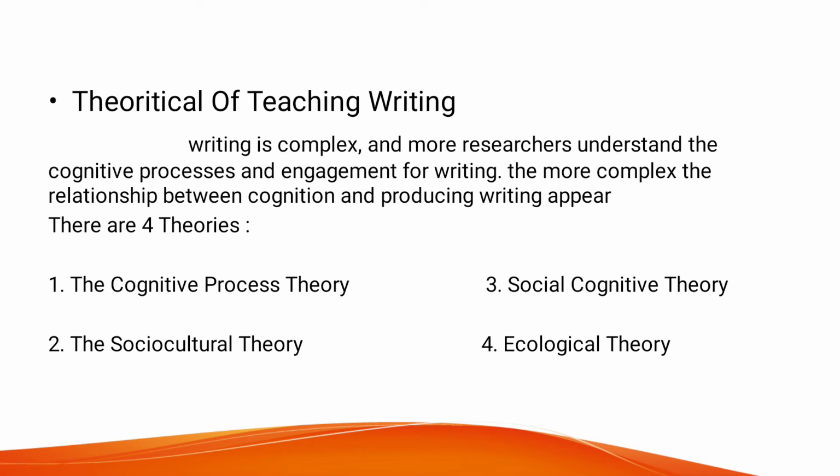Theoretical of teaching writing. Writing is complex, and more research is needed to understand the cognitive process and judgment for writing. The more complex the relationship between cognition and producing writing appears. There are 4 theories. First, the cognitive process theory. Second, the socio-cultural theory. Third, social cognitive theory. Fourth, ecological theory.